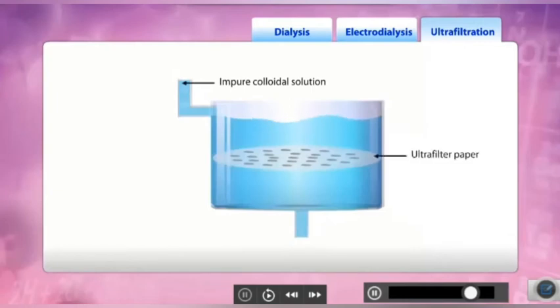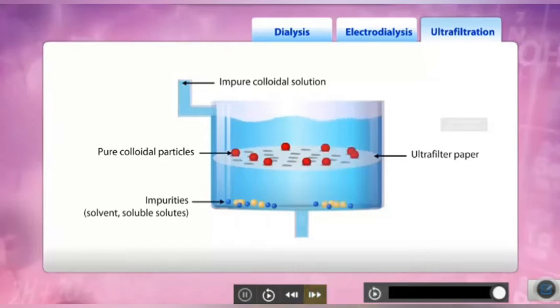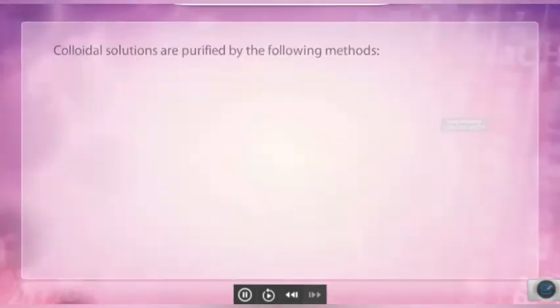The special ultrafilter paper is permeable to solvent molecules and soluble solute molecules. However, it does not allow the passage of colloidal particles through it. At the end of the process, all the colloidal particles are left on the ultrafilter paper. Now let us summarize what we have learned.